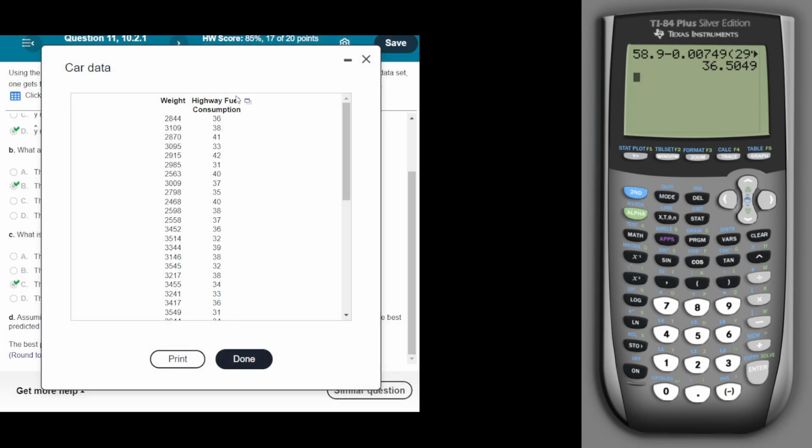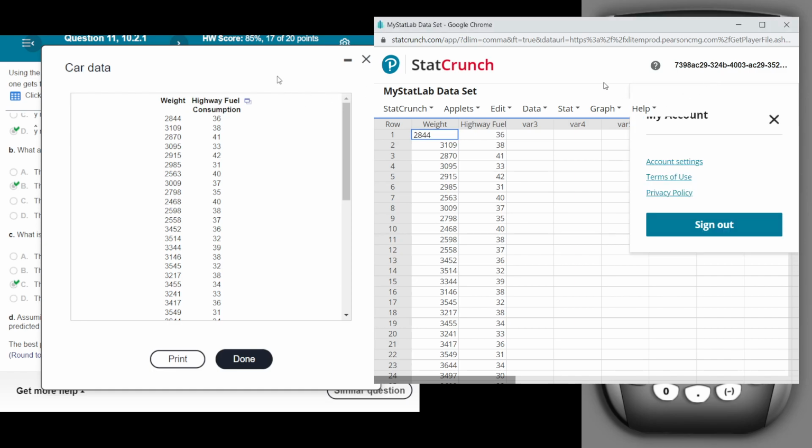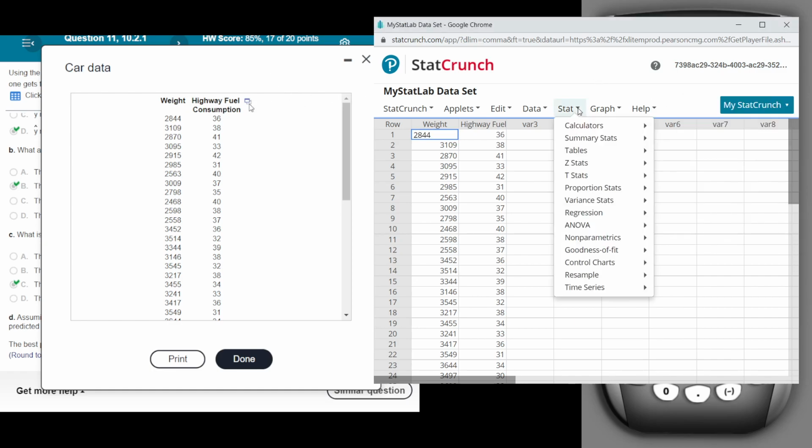Damn it, StatCrunch. I keep saying StatDisk. What the heck is wrong with me? Okay, so we have StatCrunch.